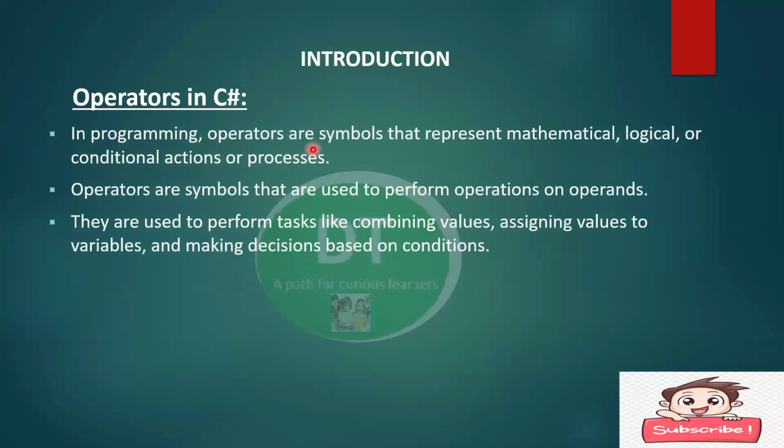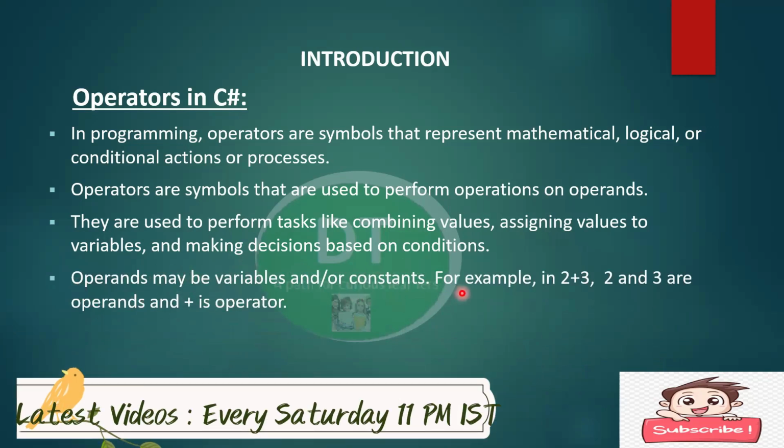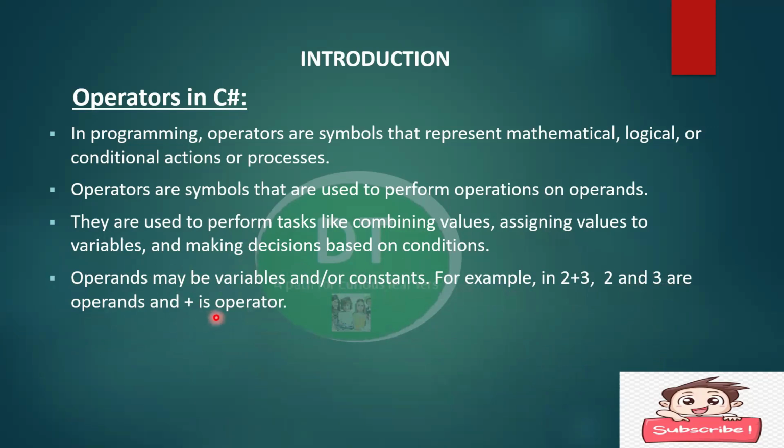In programming, operators are symbols that represent mathematical, logical or conditional actions or processes. Operators are symbols that are used to perform operations on operands. They are used to perform tasks like combining values, assigning values to variables, and making decisions based on conditions. Operands may be variables and or constants. For example, in 2 plus 3, 2 and 3 are operands and plus is the operator.